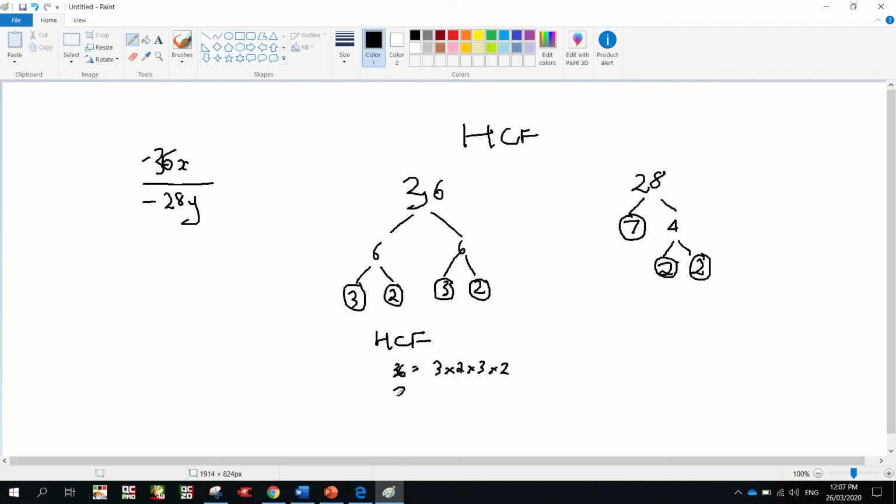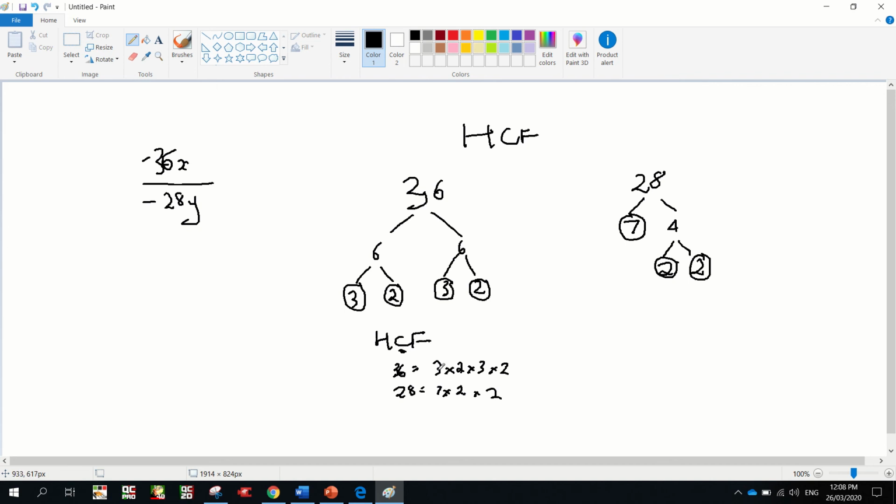Okay, and the 28, 7 times by 2 times by 2. Does it work out? 7 times 2 is 14. 14 times 2 is 28. Works out. But we're looking for the common factors.